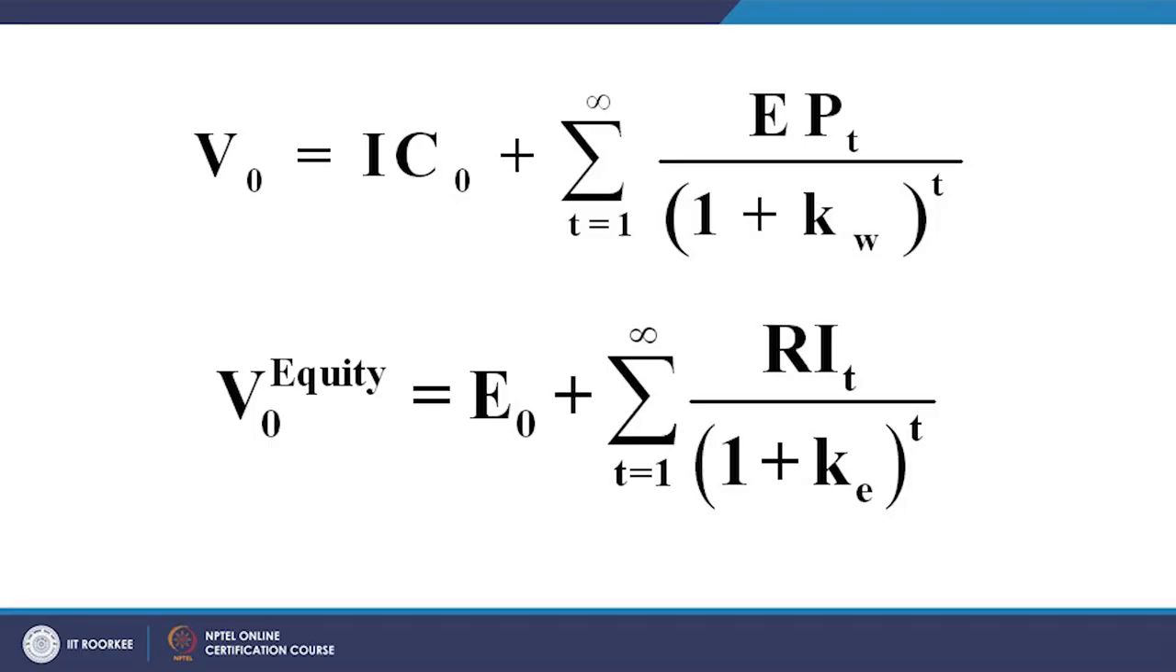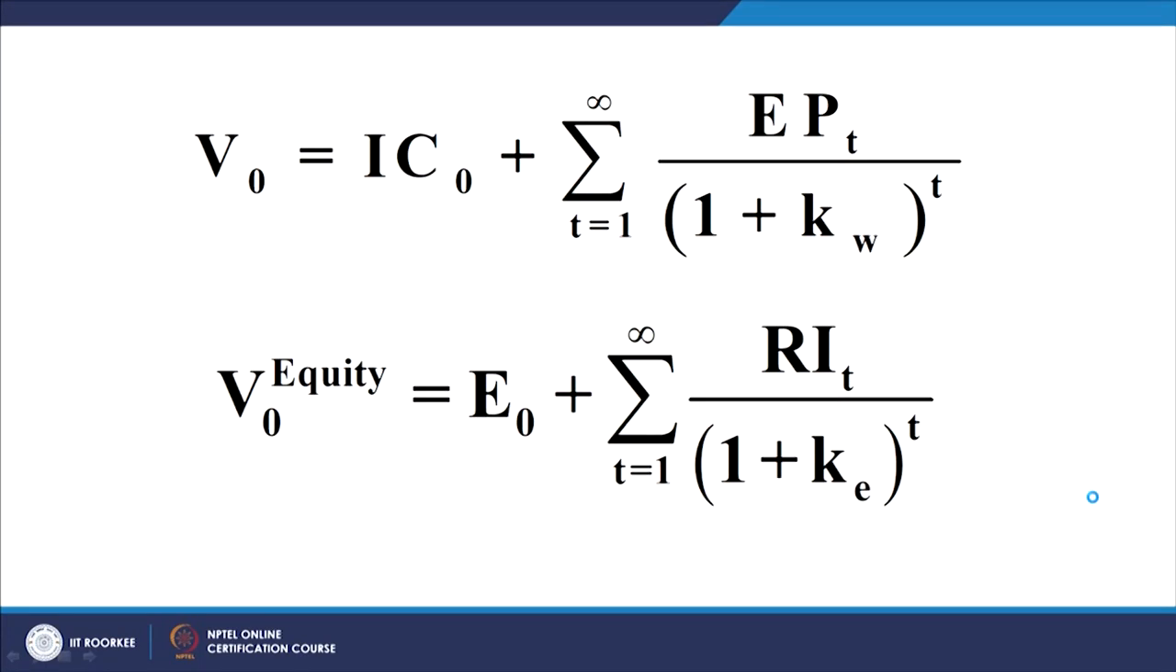We start with the initial t equal to 0, that is the point at which you are doing the valuation, we are initiating the valuation. Invested capital, that is the sum of the net fixed assets and net current assets at the point at which the valuation period commences, and then we add to it the present value or the discounted value of economic profit, which is in a sense the surplus profit, we will come back to it. The discount rate used being the post-tax cost of capital.